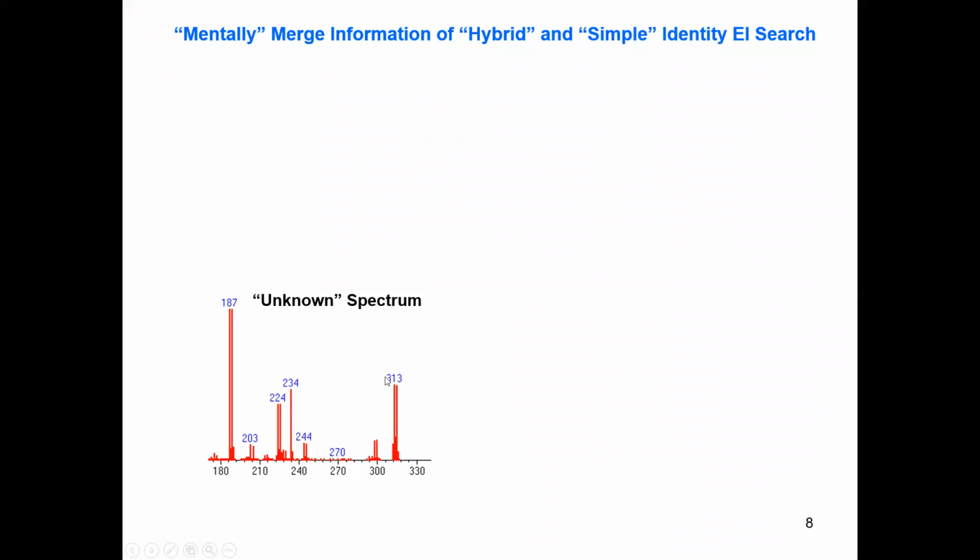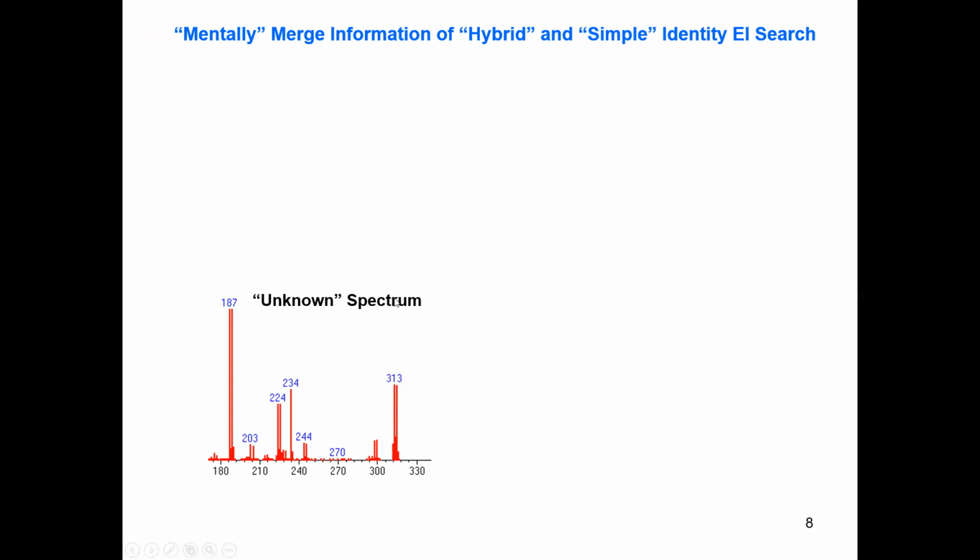All right. I hope Ryan will tell me if we're not there, but I think we are. So we need to mentally merge the information of the hybrid and simple identity EI search. So we've got all this information. So the user has to do this. There's really not part of the program that says, oh, this is it, but you have to use your own instincts to determine this. So the unknown spectrum looks like this.